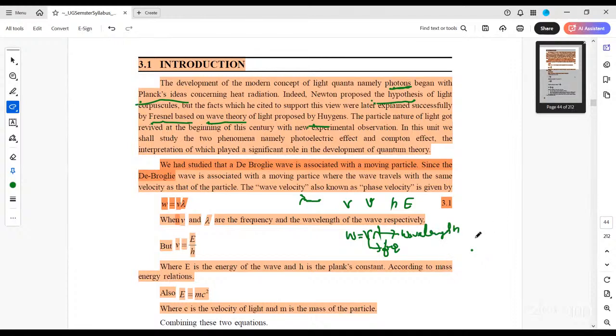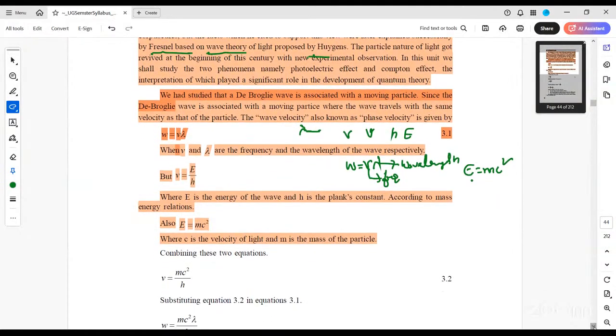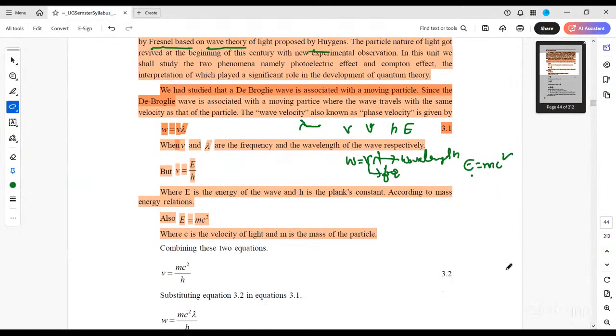As we know, Einstein equation E equal to mc square, where c is the velocity of light. Using this, I'm combining the two equations. E equal to mc square and one more, E equal to h nu. From this, I'm writing nu equal to E by h. But what is the formula of E? E equal to mc square. Substituting in that, we get nu equal to mc square by h.